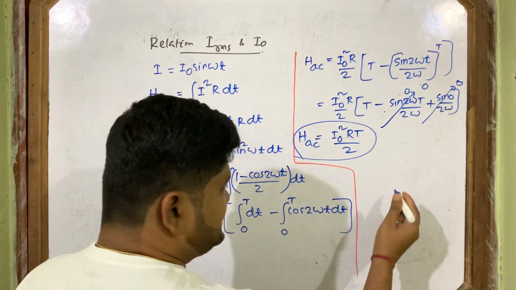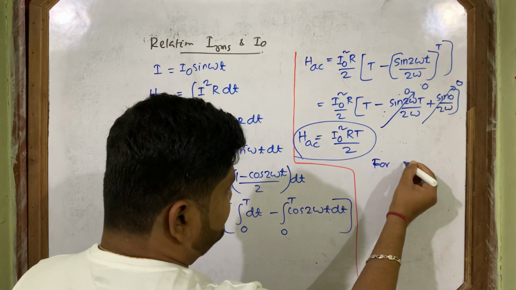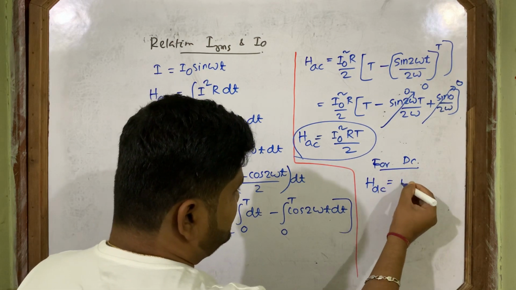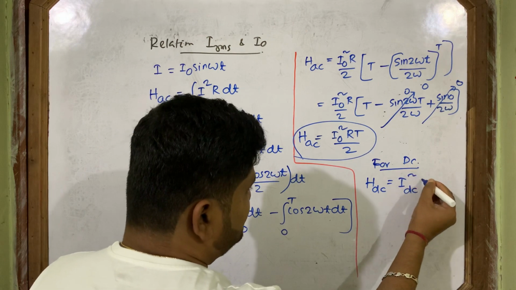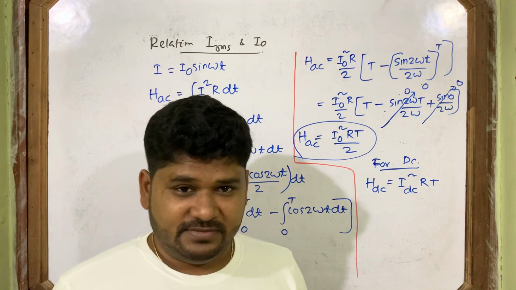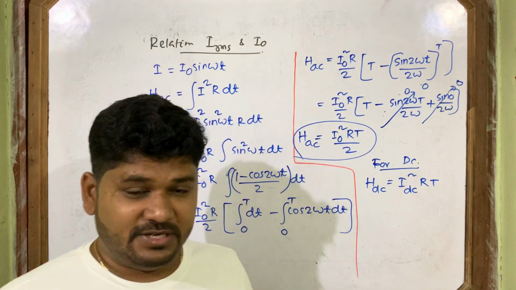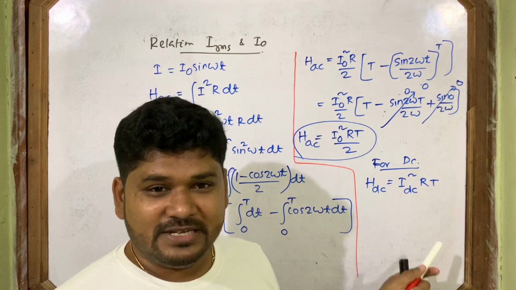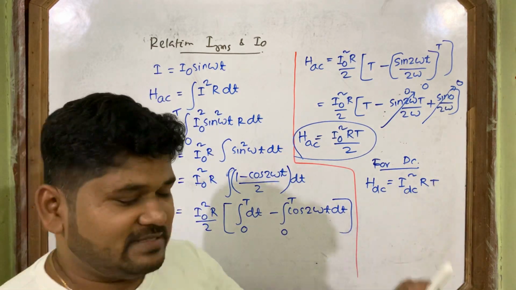Now HDC for DC. For DC, HDC is how much? That is I square RT. Simple equation. This is very easy because current is always constant. This much derivation is not required for a DC. So I square RT.